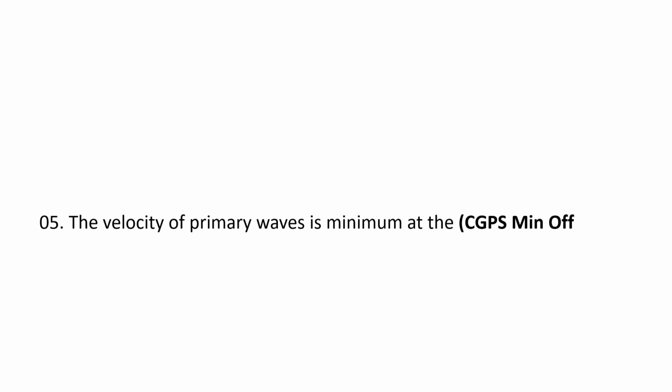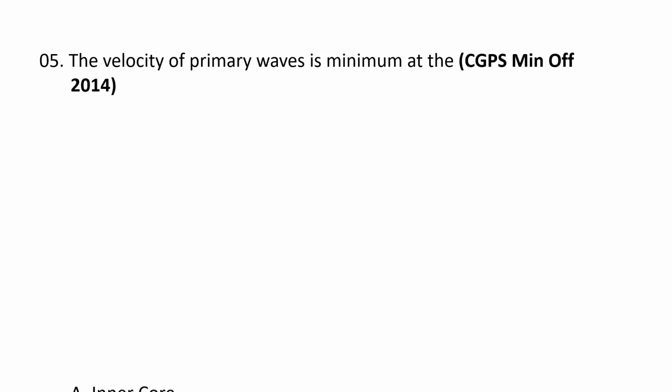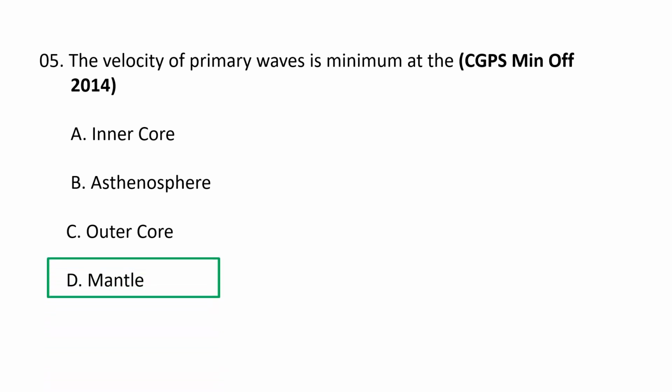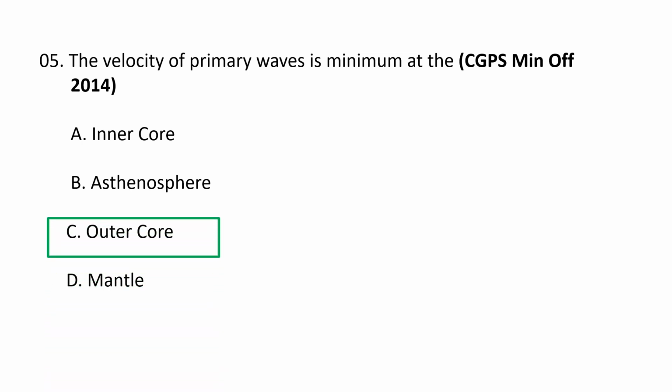Next question. The velocity of primary waves is minimum at the A. inner core, B. asthenosphere, C. outer core, and D. mantle. So the correct option is that the velocity of primary waves is minimum at the outer core.